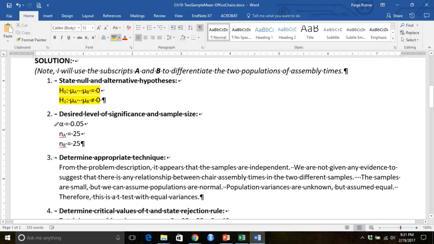And then just capturing the information from the problem, we're testing at alpha is 0.05. And in this case, we happen to have 25 assembly times in each of our two samples. Remember that with a pooled variance t-test like this, sometimes those sample sizes will be equivalent, sometimes they won't. They don't have to be equivalent.